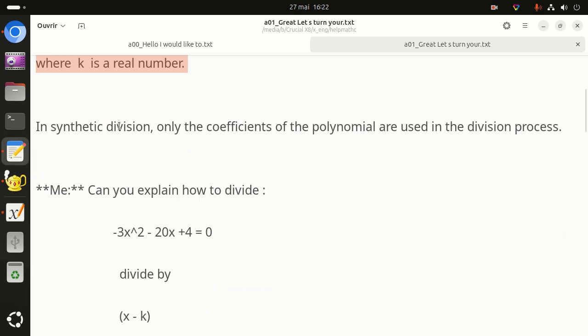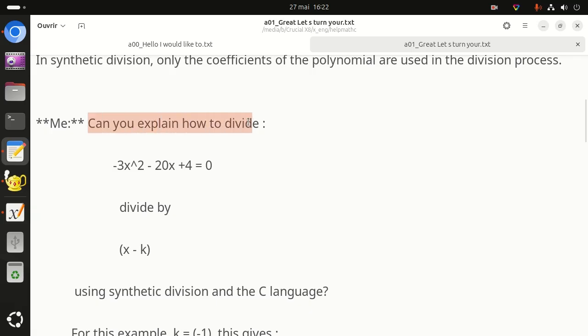In the synthetic division, only the coefficients of the polynomial are used in the division process.